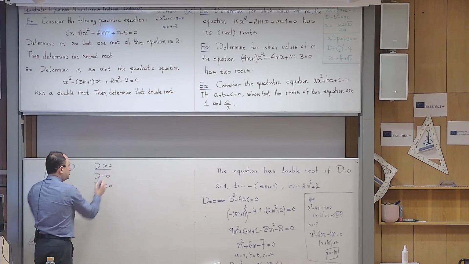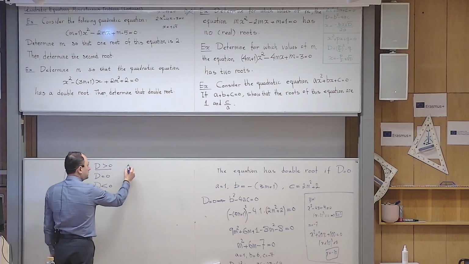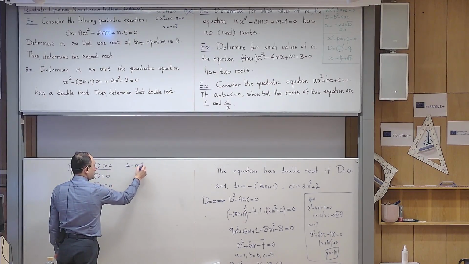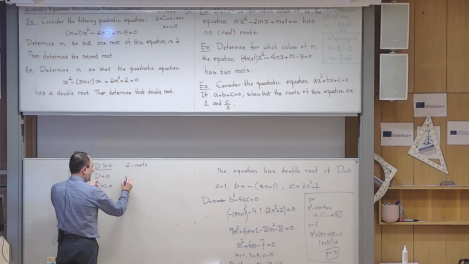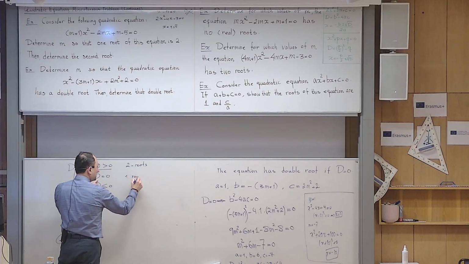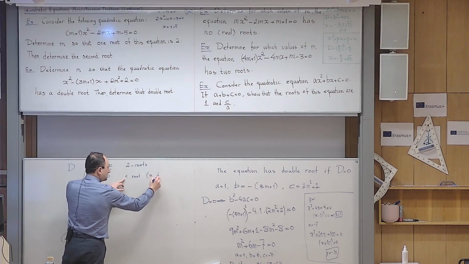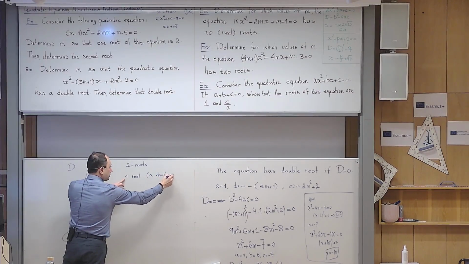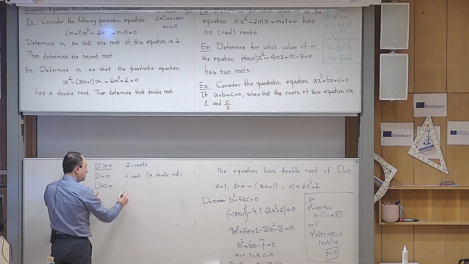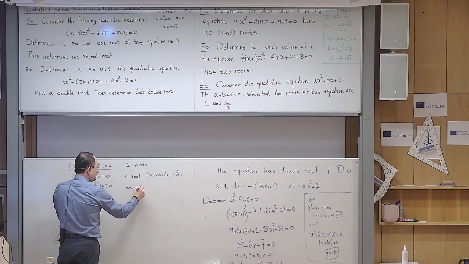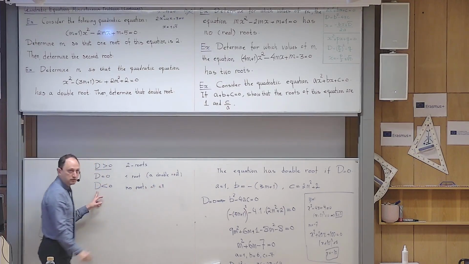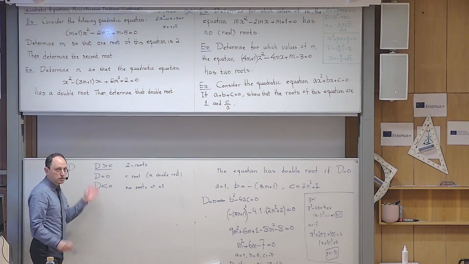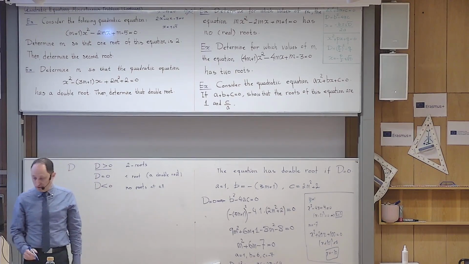This means that your quadratic equation has how many roots? Two roots. This discriminant indicates that here I have one root, which is called a double root. And in this case, no roots at all. Yes? So you have to have this in your memory. This is not in the formula sheet, so you need to understand it yourself.